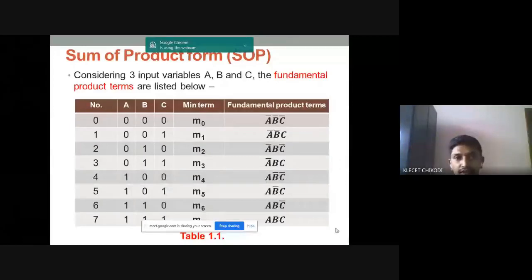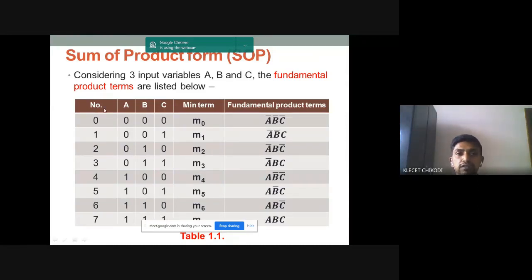This is the decimal number 0, and we are representing that decimal number in binary here, that is 0, 0, 0. Again, this is the decimal number 1, and we are representing that in binary, that is 0, 0, 1. Again, this is the decimal number 2, and in binary that is 0, 1, 0. Again, 3 as 0, 1, 1, 4 as 1, 0, 0, 5 as 1, 0, 1, 6 as 1, 1, 0, and 7 as 1, 1, 1.